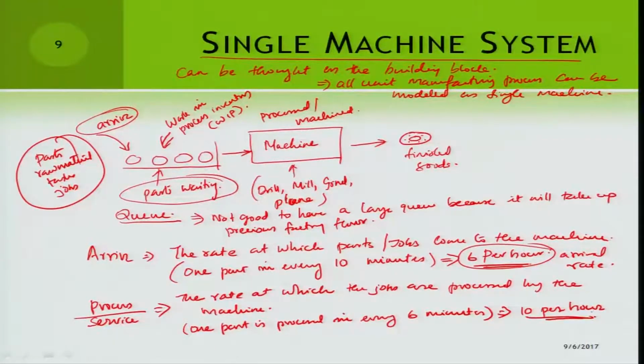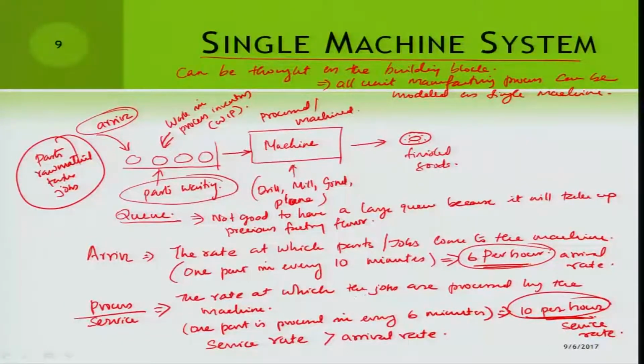Okay. So, this 10 per hour is called the service rate. If your service rate is higher than the arrival rate, ideally what happens is you only take 6 minutes to process something and parts arrive every 10 minutes.